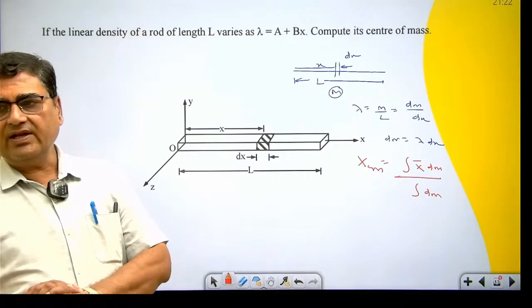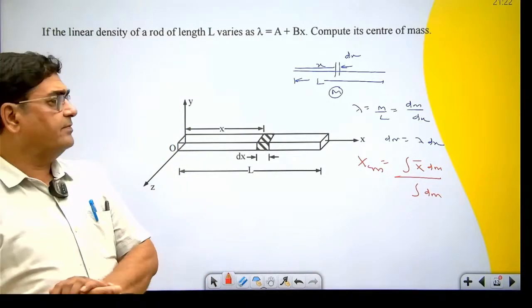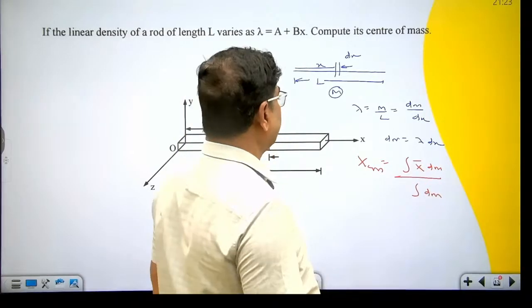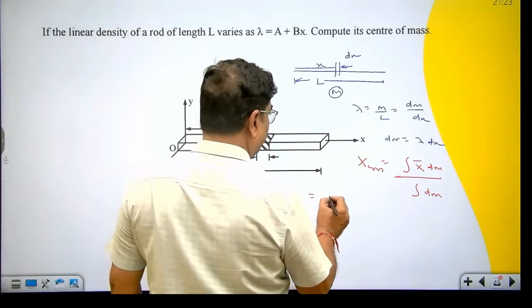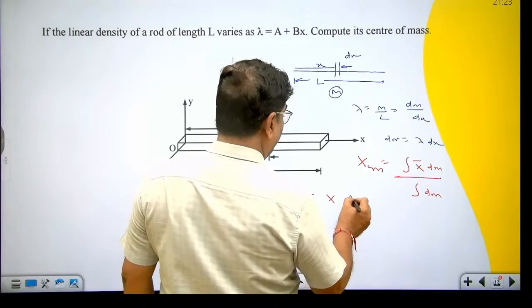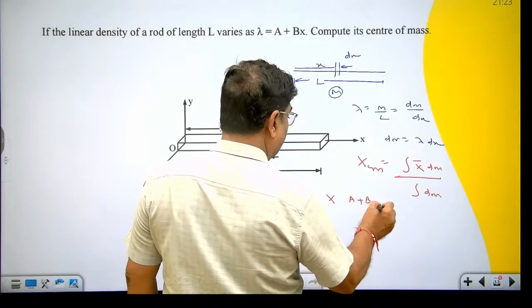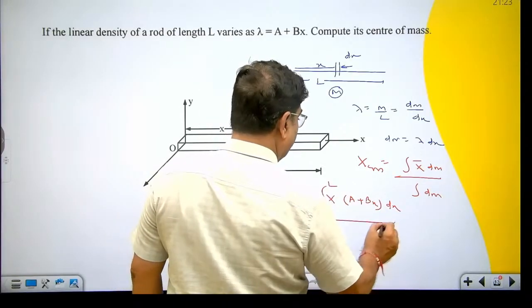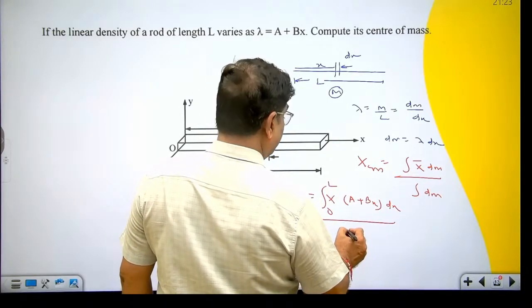What is x bar? x bar is the position of center of mass of the element chosen, since x bar is x in this question. And what is dm? dm is lambda dx. And what is lambda? Lambda is a plus bx, integrated from 0 to L. And dm is lambda dx.